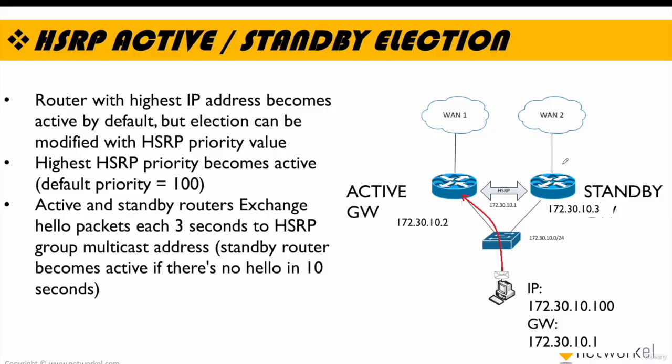Okay, so there are two things we are considering: priority value, default 100. The one which has the higher priority value will become the active. If priorities are the same, then the router which has the lowest IP this time will become the active router. Okay, so active and standby routers exchange hello packets every 3 seconds to the HSRP group address, to see if the peer is up or down.